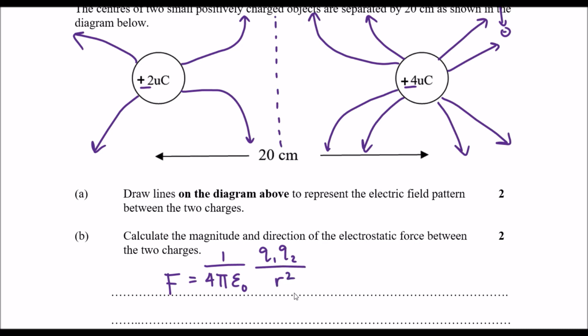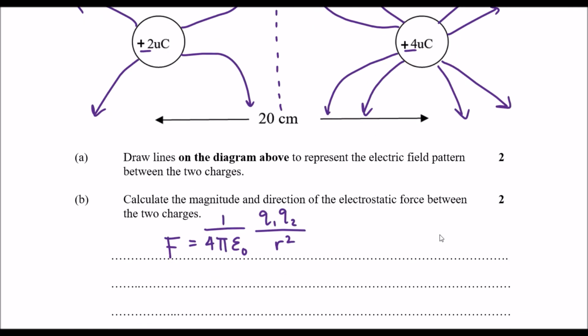Now just for simplicity's sake, I'm going to write down a couple of things. I know that Q1, and it doesn't really matter which one we decide is Q1, is 2 times 10 to the power negative 6 coulombs. That's how many microcoulombs are in a coulomb. Q2 is 4 times 10 to the power negative 6 coulombs. You could potentially even write them down as positives if you like to help you remember them. I know that r is 20 centimeters, so I need to convert that into meters. That would be 10 to the power negative 3 meters.